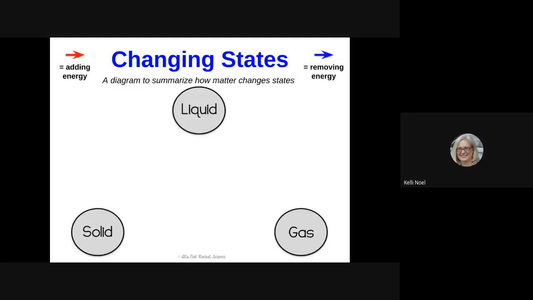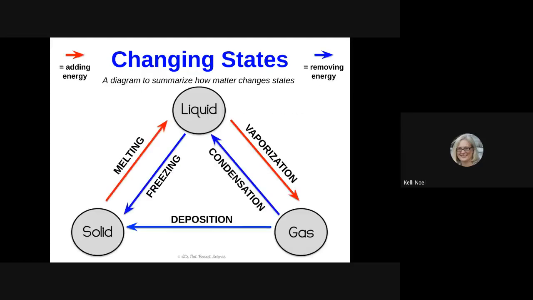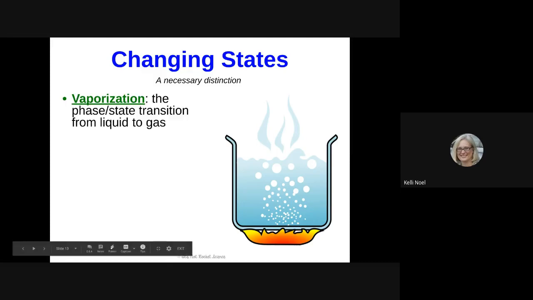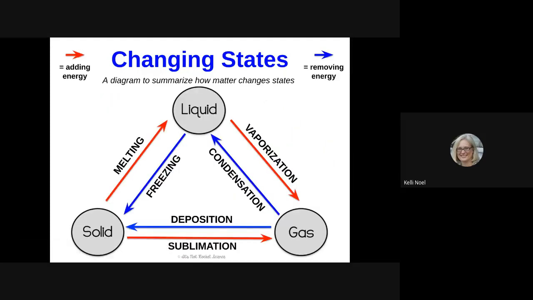Okay. All right, you should see, and you don't have to have the different colors, but you should see this here, and you need to label it. Anytime an arrow is moving from a solid to a liquid, we call it melting. So the arrow that is pointing to the liquid from the solid, write melting on it. We're going to deal with the red ones first. A liquid going to a gas, we call it vaporization.